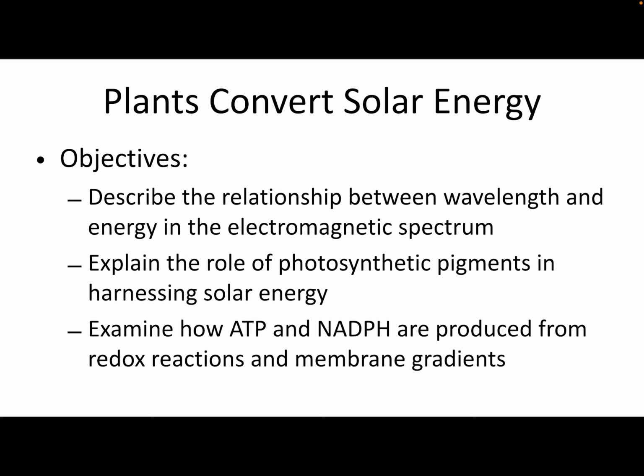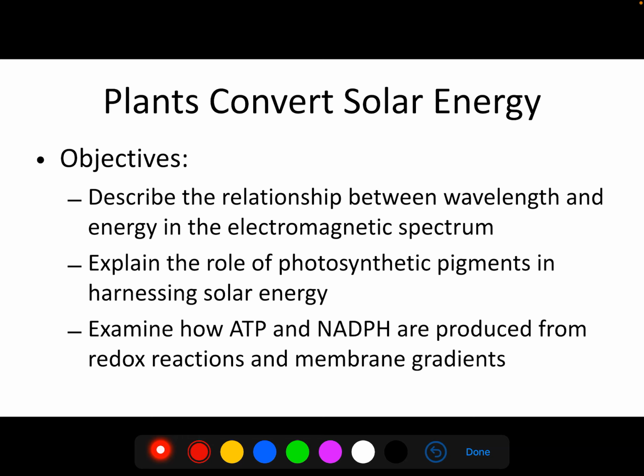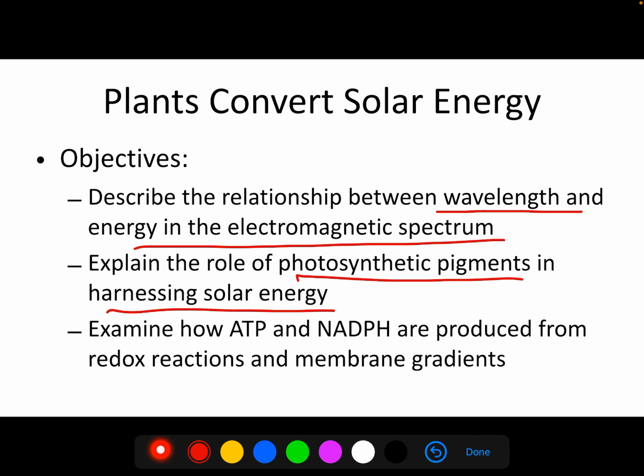Okay, so here's lesson number 2. Here are our objectives. We want to describe the relationship between wavelength and energy in the electromagnetic spectrum. We want to explain the role of photosynthetic pigments in harnessing solar energy. And then we definitely need to examine how ATP and NADPH, this is going to be a big molecule today, are produced from redox reactions and membrane gradients.